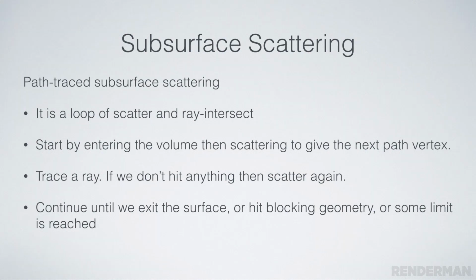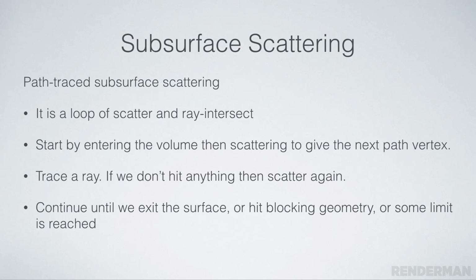Path traced subsurface is a simple algorithm. It's an iterative loop, essentially, that allows us to find a candidate next scatter position and trace a ray. To choose the next scattering position, you evaluate something called a phase function. And then if you don't hit anything, then you scatter at the next candidate scatter position. So you rinse and repeat.